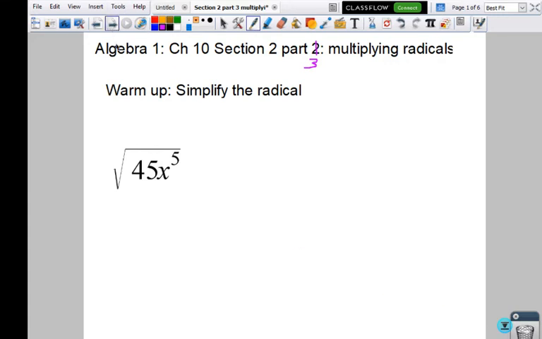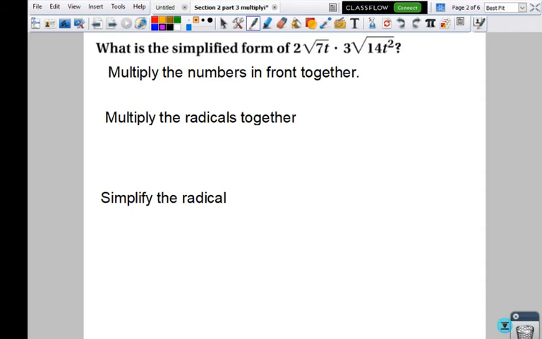So 3 times 6? Wait, 3 times 6? What? Oh, we're not doing that. Top right. Top right. There you go.